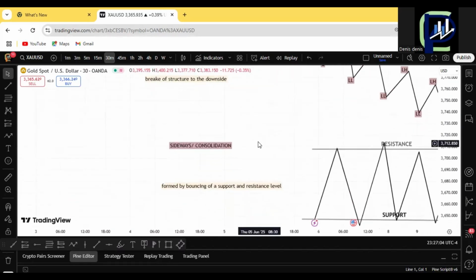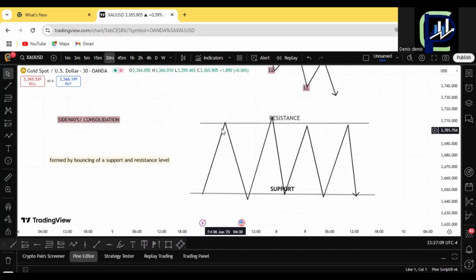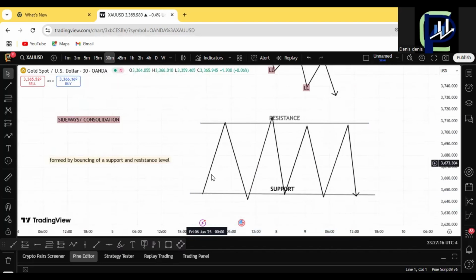Now, when you look at the sideways or the consolidation market structure, we are going to introduce a new term with this, the resistance, and we have the support. Now, a support is going to be like this floor, and then the resistance is going to be like the ceiling. So every time the market is moving between the support and resistance, it creates what we call the sideways or the consolidation market structure. So the consolidation market structure is created by the market playing around the resistance and the support.